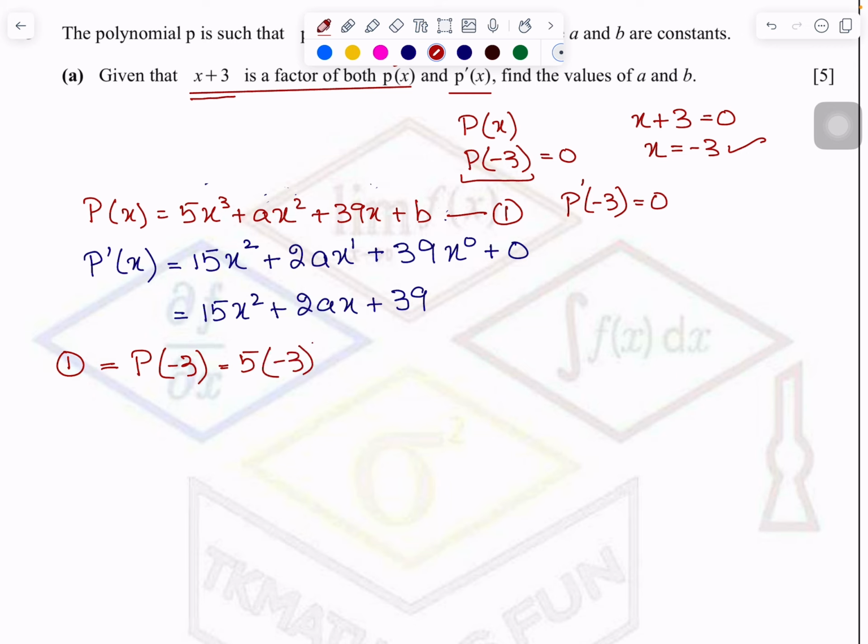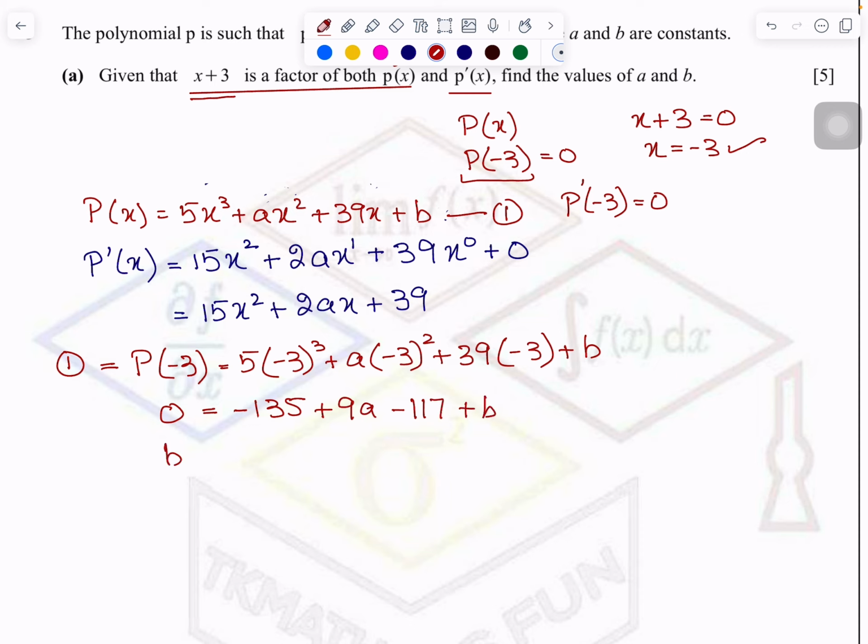And then I will simply pick up the calculator and do the calculation. So you can also pick up the calculator. So x I am replacing by minus 3, correct? And because x plus 3 is a factor, here I will write 0. And this one will be minus 135 plus 9a minus 117 plus b. Now I'm making b the subject. So it will be 252 minus 9a. I'm calling it equation number 3.